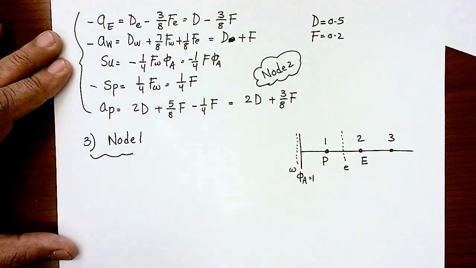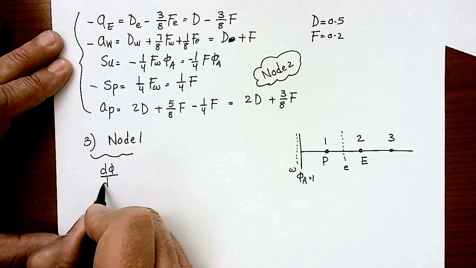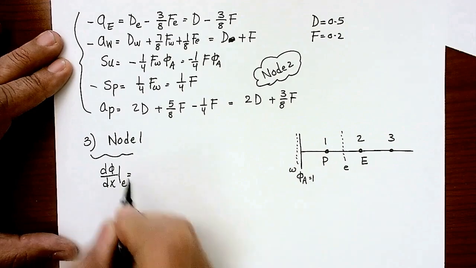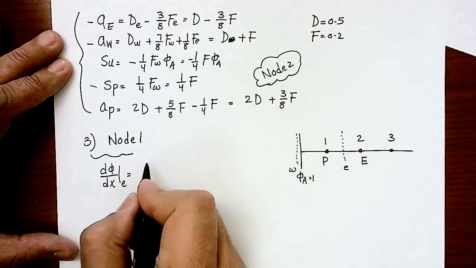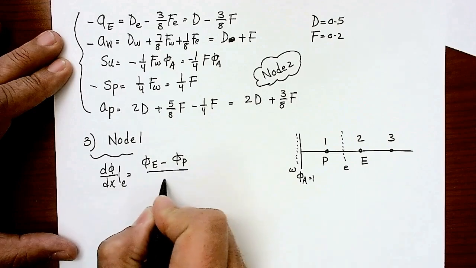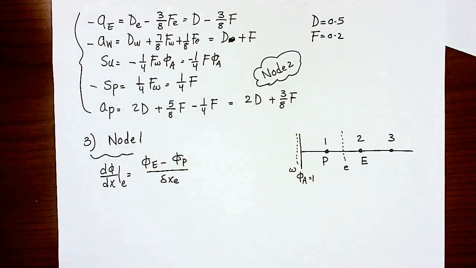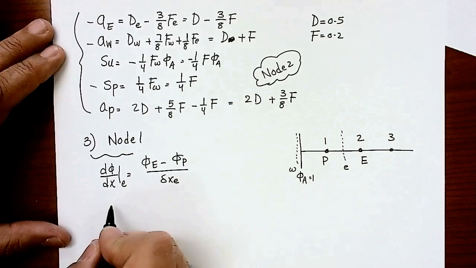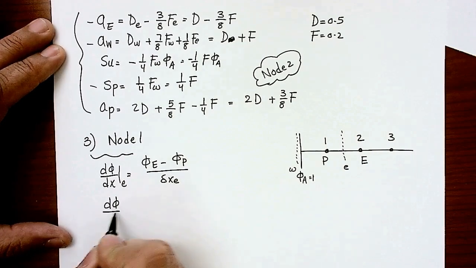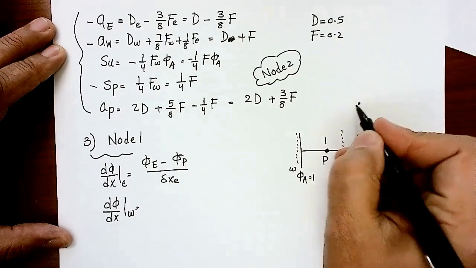So what about the diffusion term? I know that for this case here, d phi by dx on the east face will be phi east minus phi P divided by delta x east. The second one will be d phi by dx on the west one. Now I'm looking for the slope of the line.